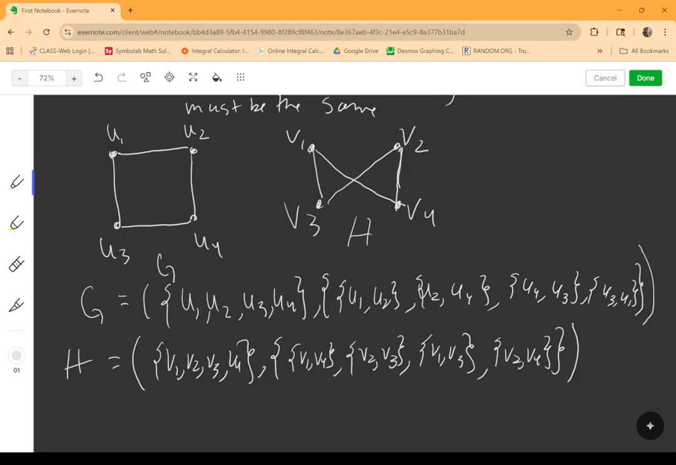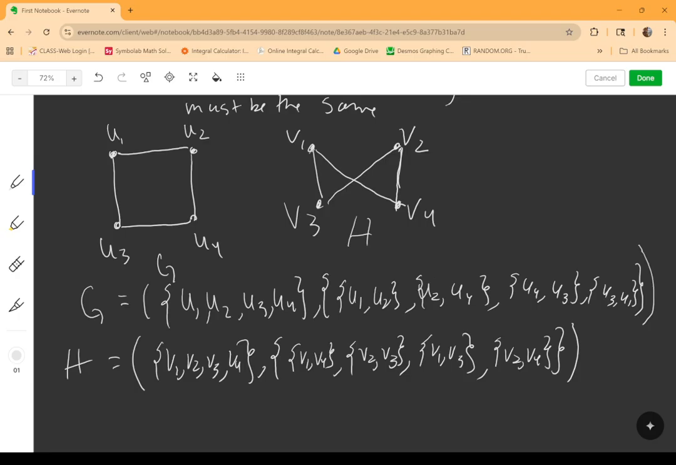Okay, so we see that they have the same number of vertices. That's great. At least that leads us to see that there may be a possible isomorphism. We also see that they have the same number of edges, 4 edges in this case. And the degrees also match up. Each one of these vertices is of degree 2. Each one of these is of degree 2 as well. So at least that is preserved.